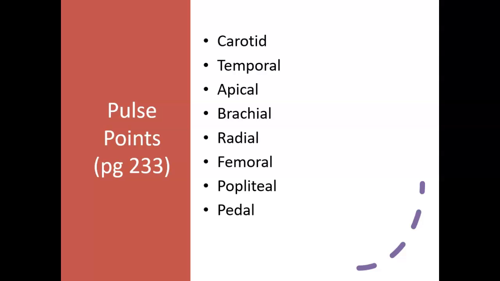Pulse points are your carotid, which is in your neck, your temporal, which is on your forehead in the temporal area. Apical is where your heart is, that's putting the stethoscope over your heart. Brachial is where you check it for the blood pressure, in the bend of the arm. Radial is where you take a regular pulse, along the thumb line. Femoral is in the groin area. Popliteal is behind the knee. And pedal is on top of the foot.